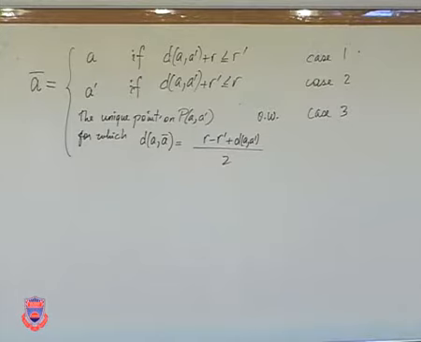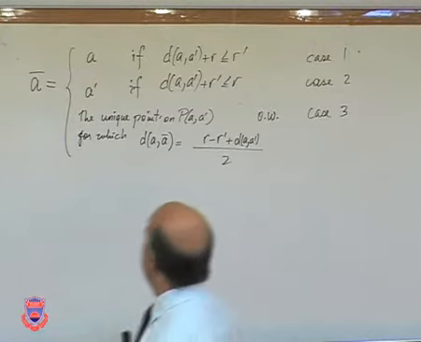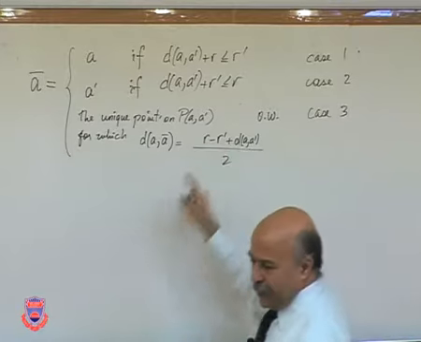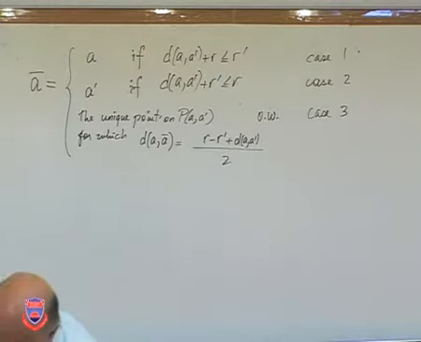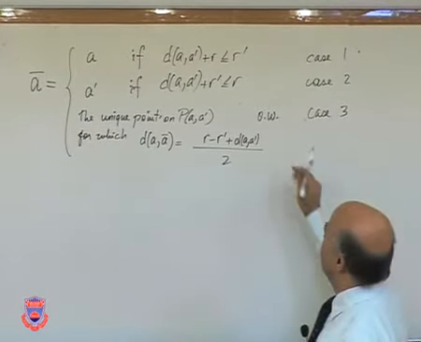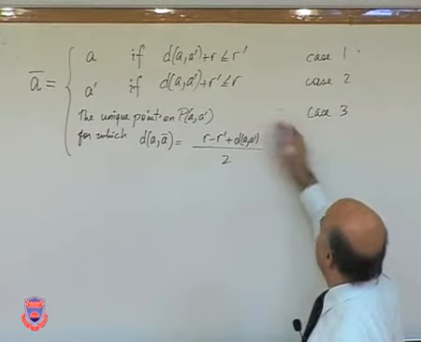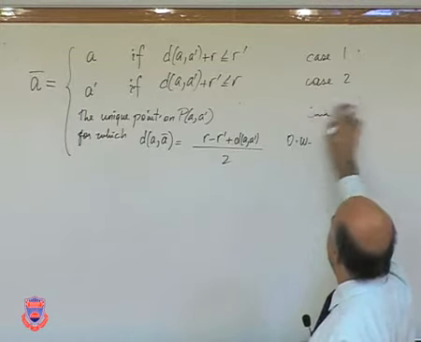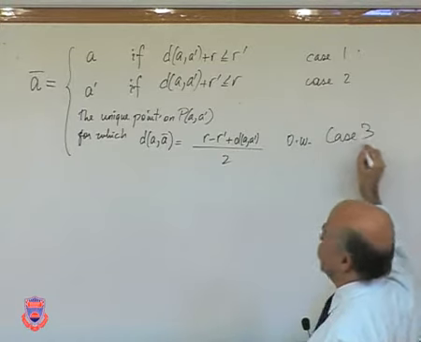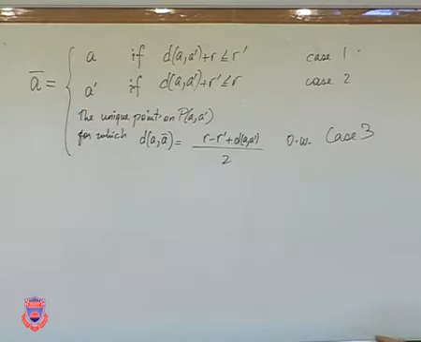If you just play with it, you'll get it, I'm sure, everybody. Okay? Let me just make sure it's correct. We don't want to make a mistake on that. Yeah. 1/2 of the distance between A and A prime plus R minus R prime. Yeah. Okay? All right. So that's the definition of the point A bar.